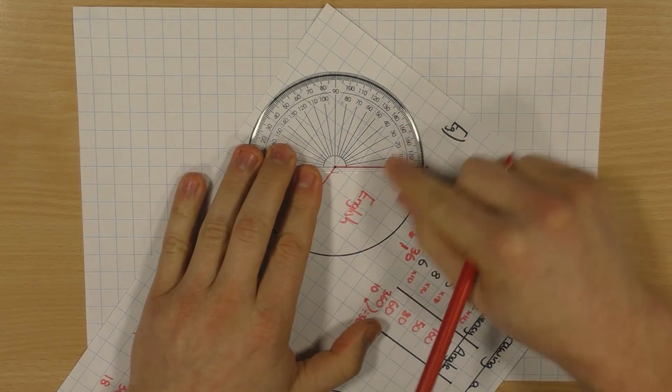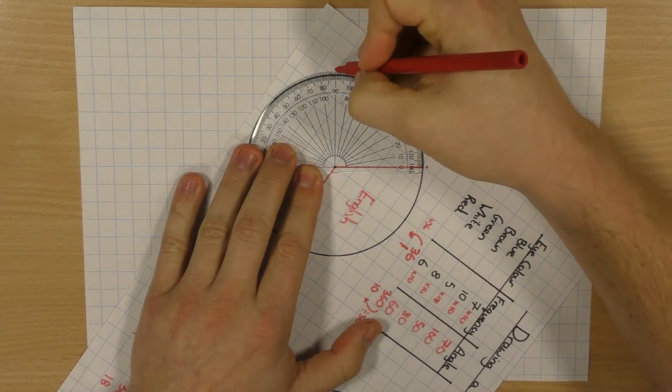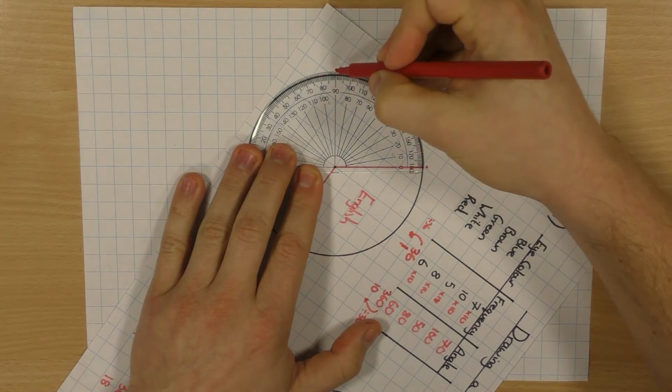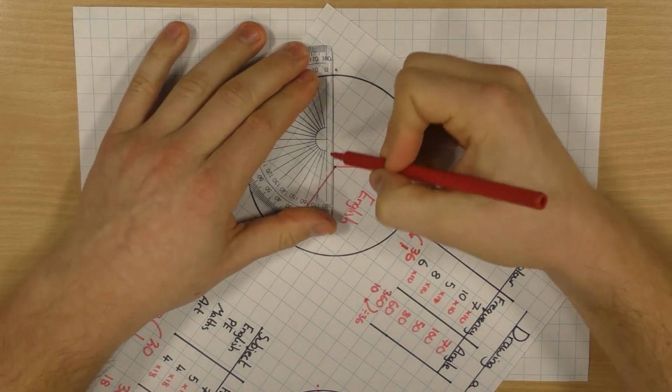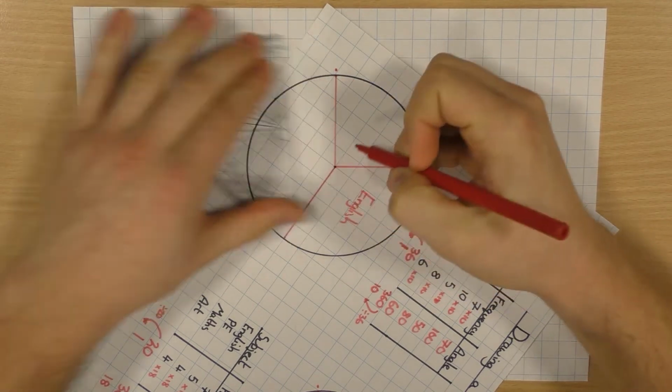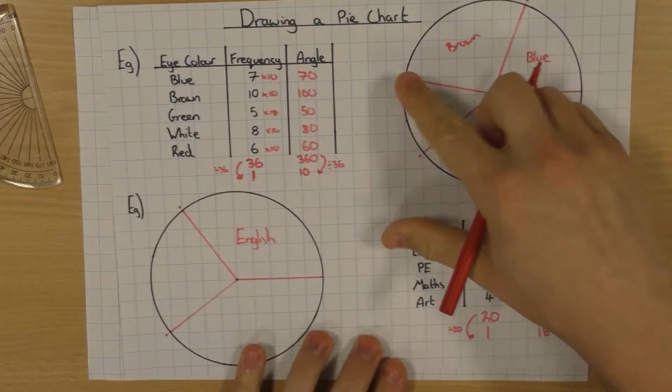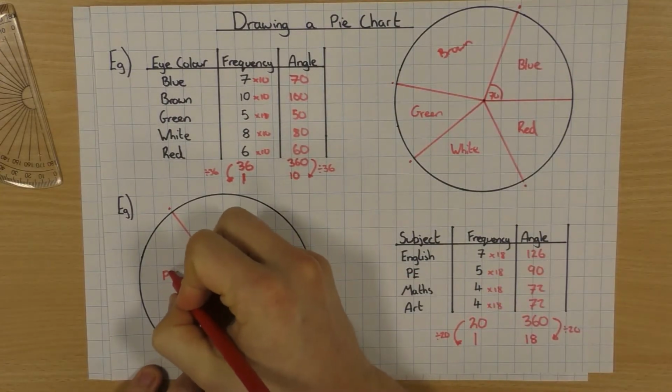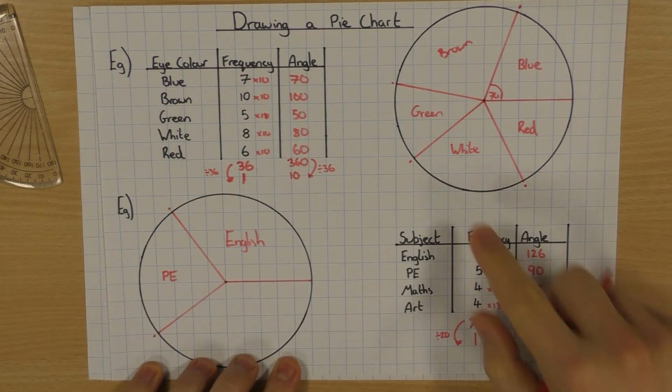Point on the circle, line up there, again inside. So 0 all the way to 90. And line it up. And that one, what did we say that was? That was PE. Next one is maths at 72.